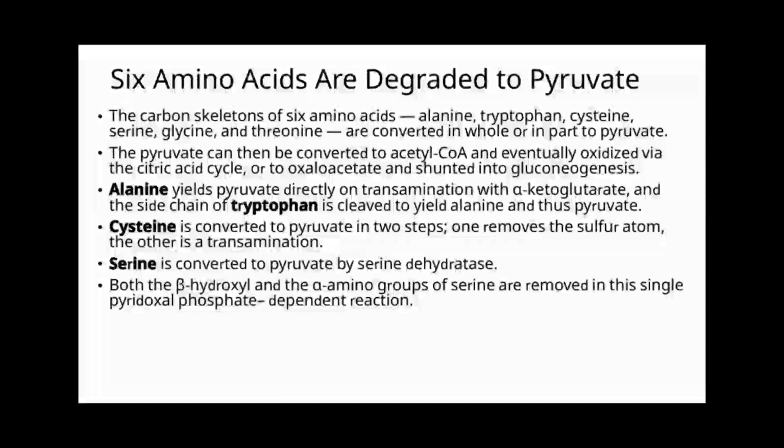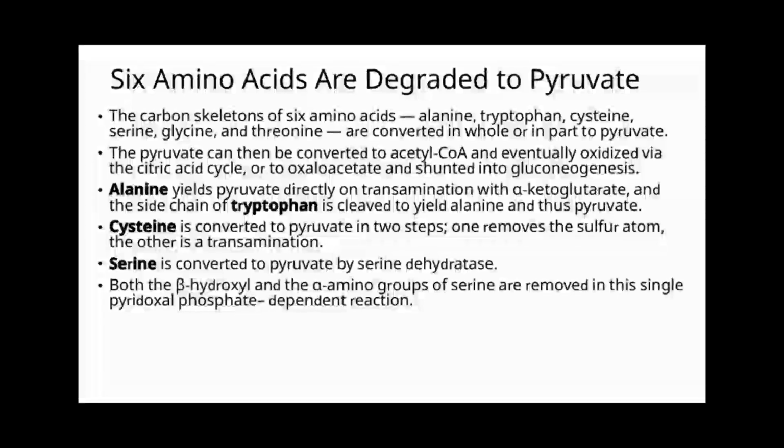Cysteine is converted into pyruvate through a 2-step process. First, the sulfur atom is removed, and then a transamination occurs, transforming it into pyruvate. This highlights the versatility of amino acid catabolism pathways.